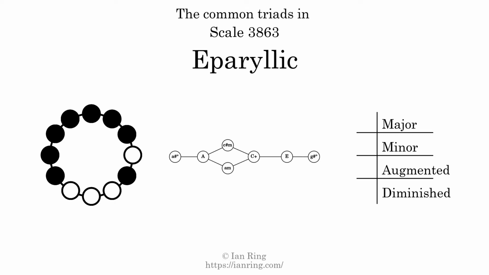Here are the common triads present in this scale. The diagram in the center is a graph of parsimonious voice leading between triads. There are 2 major triads. There are 2 minor triads. There is 1 augmented triad. There are 2 diminished triads. There is no Hamiltonian path through the graph that uses all the triads.